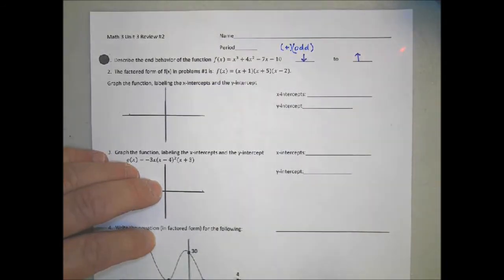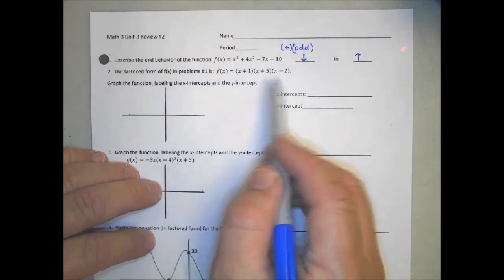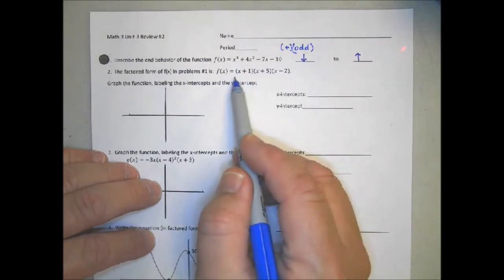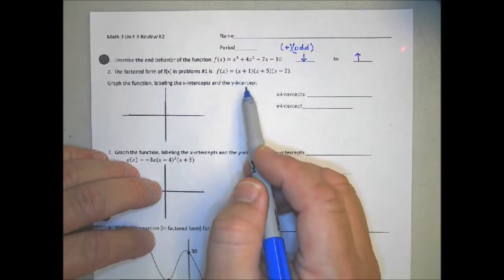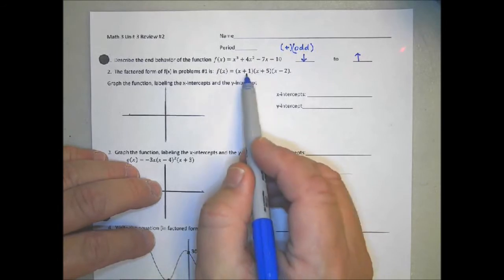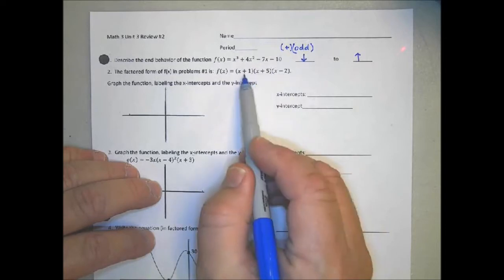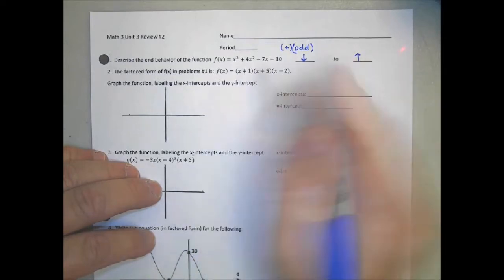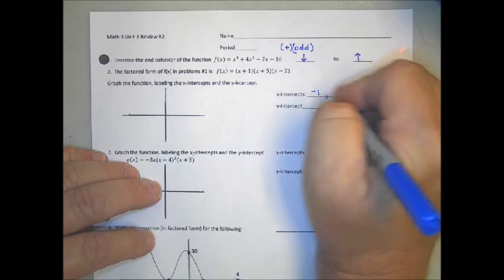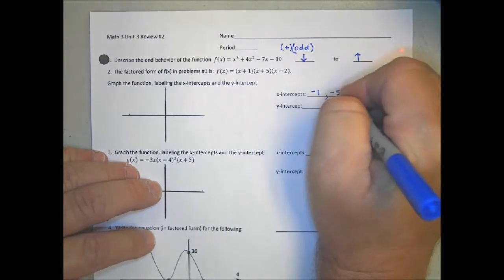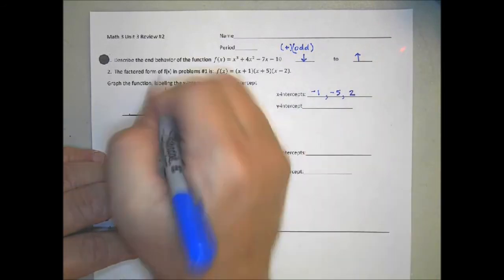Now I followed it up with problem number 2, which is the exact same polynomial, only in factored form. So this is the factored form of this polynomial. We want to sketch it. We want to find the x-intercepts and the y-intercept. Well, since it's in factored form right here, the x-intercepts are going to be really easy. You set the factors equal to 0, so the x-intercepts are -1 and -5 and +2. We might as well go and mark those right now.